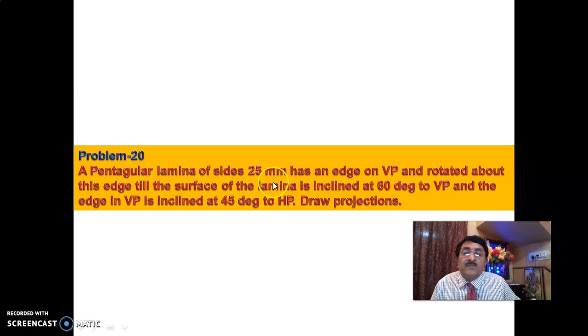Here a pentagonal lamina of size 25 has an edge on VP. When they say edge on VP, immediately you should start from the front view. That is why we call it front view starting problems. And rotate it till the surface of the lamina is inclined at 60 degrees to VP and the edge in VP is inclined at 45 degrees to HP. It's all simple once you start.